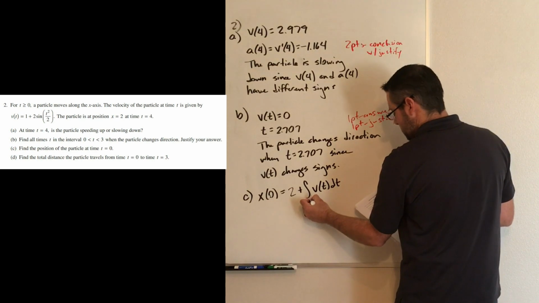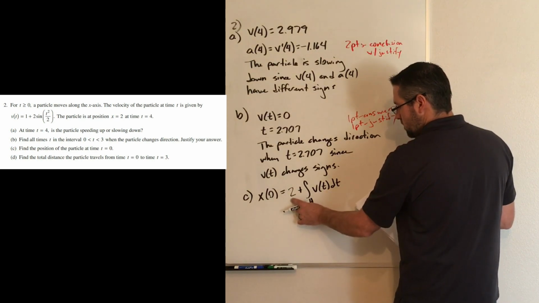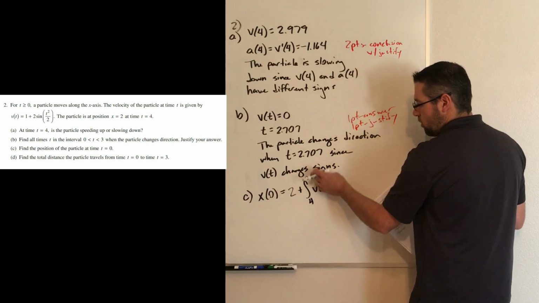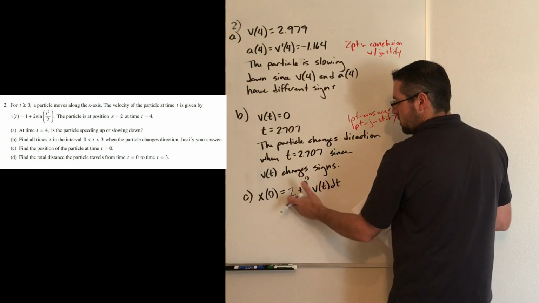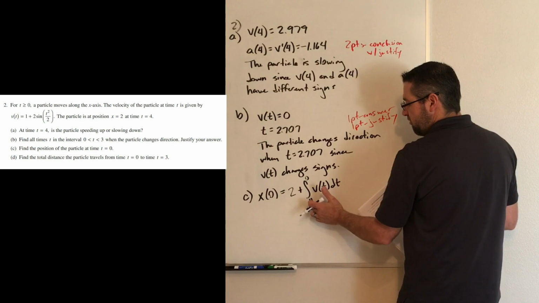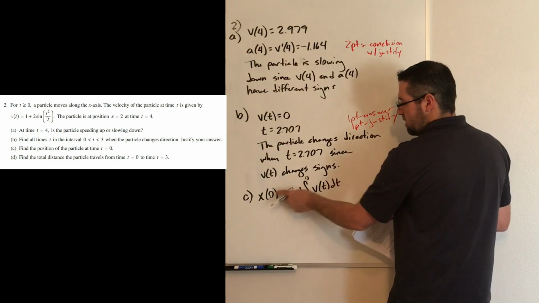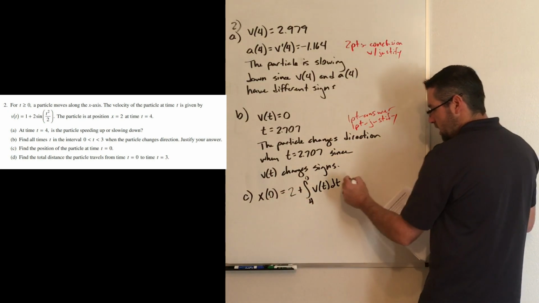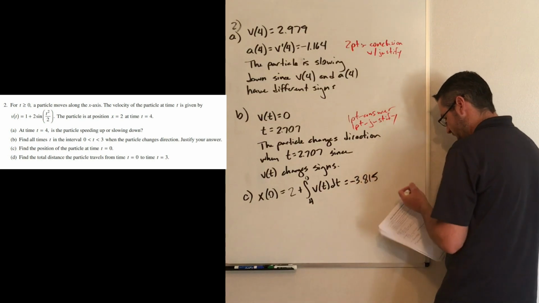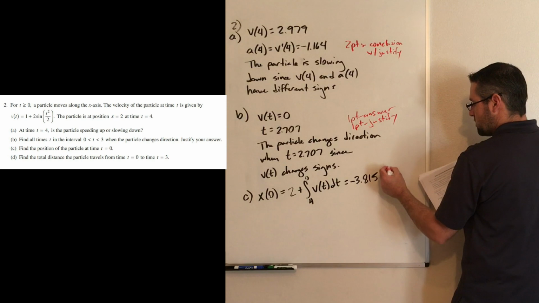The lower bound on this is going to be 4 because that is the time when the position was 2, and then we are looking for the position when t equals 0. It doesn't matter that we're going backwards here, it's still the same equation. Initial position plus the integral from the time of the initial position, which is 4, to the time that I'm looking for of the velocity. And so we just type that into our calculator, we get negative 3.815.